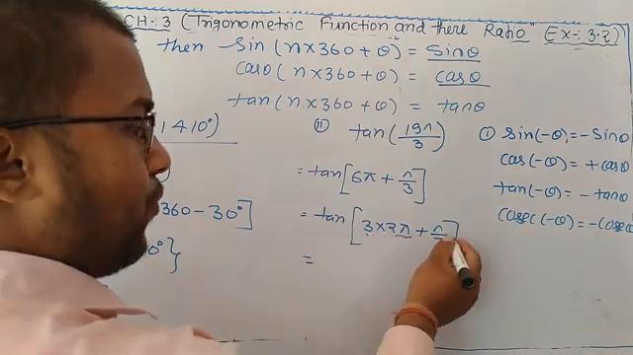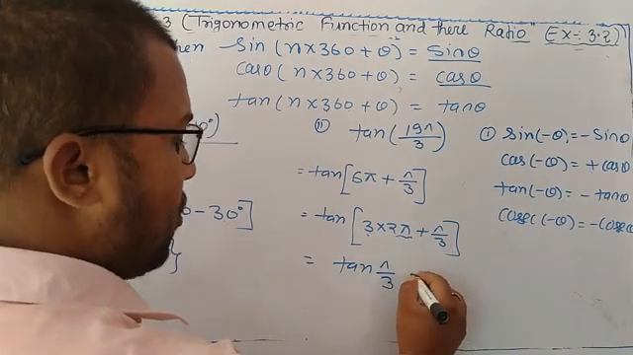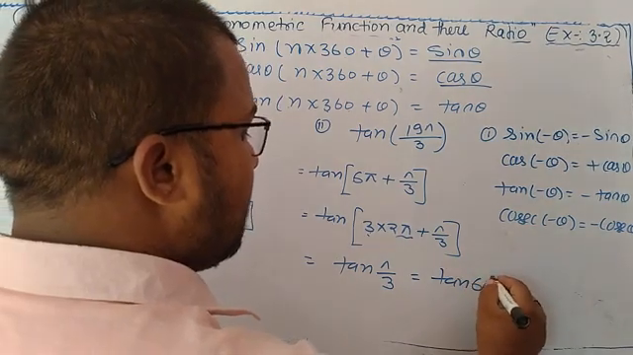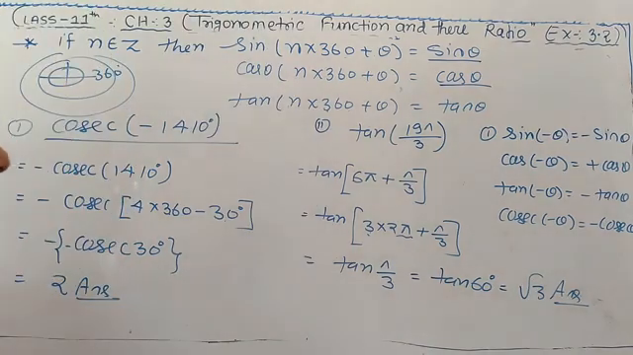Then tan of 3 into 2 pi plus pi by 3 is equal to tan pi by 3, and tan pi by 3 is equal to tan 60 degrees. Tan 60 is equal to root 3. The value of tan 60 degrees is root 3. Write them, student.